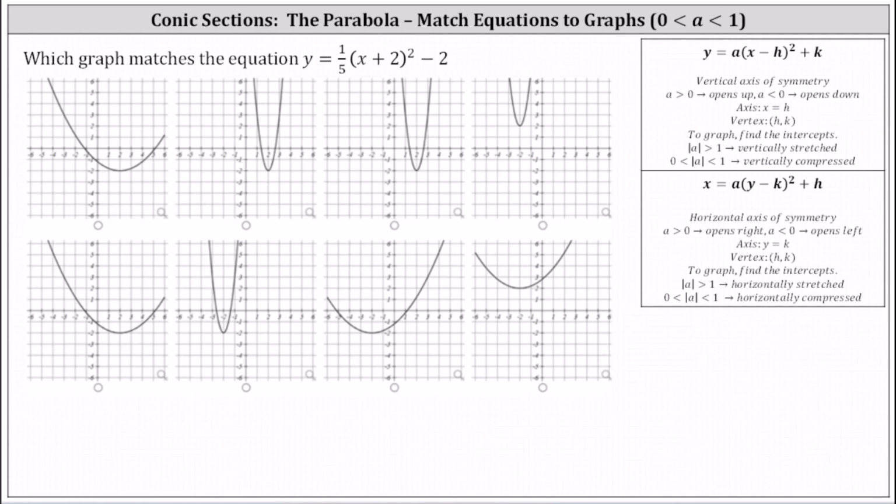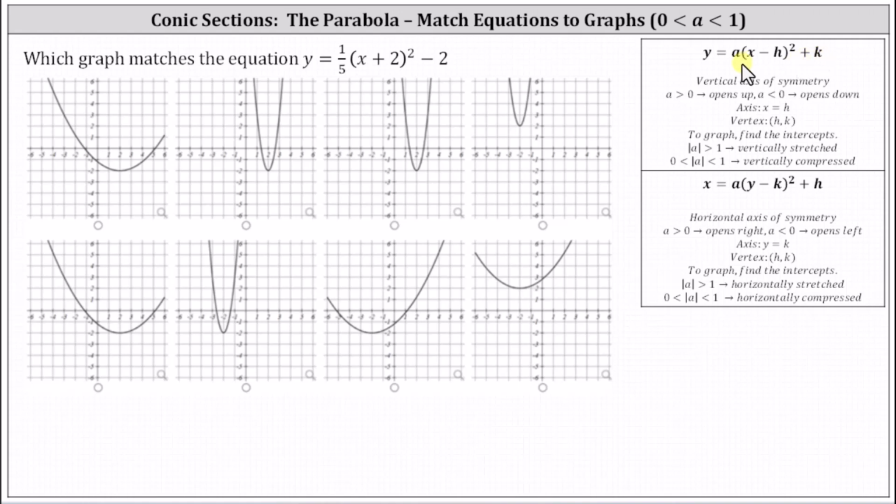Which graph matches the equation y equals 1/5 times the square of x plus 2 minus 2? Our textbook refers to this form of the equation as the standard form for the equation of a parabola. Other sources refer to this as the vertex form for the equation of a parabola. Notice because the x part is being squared, the equation fits this first form, y equals a times the square of x minus h plus k.